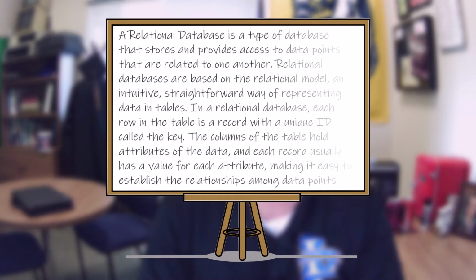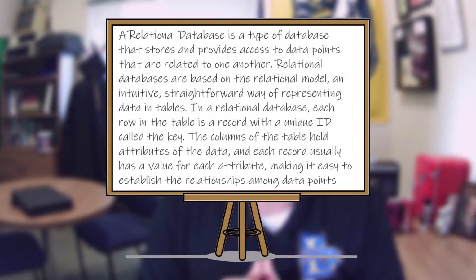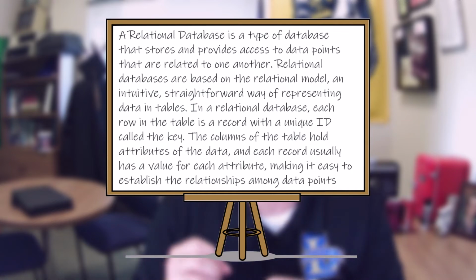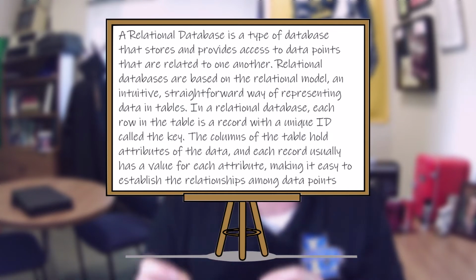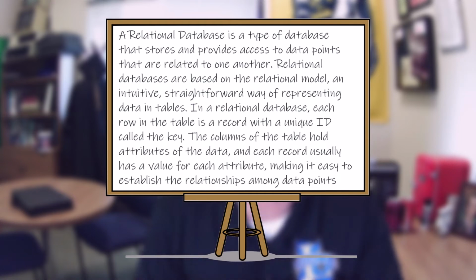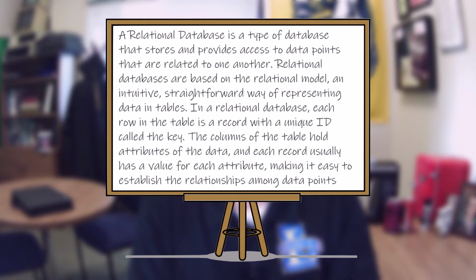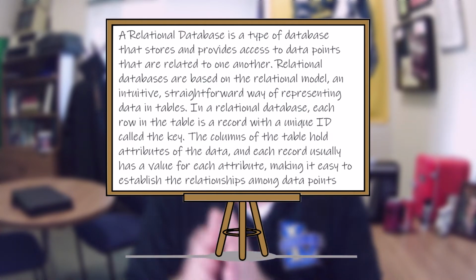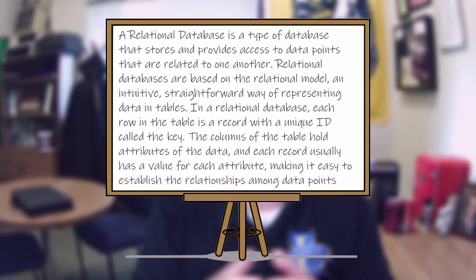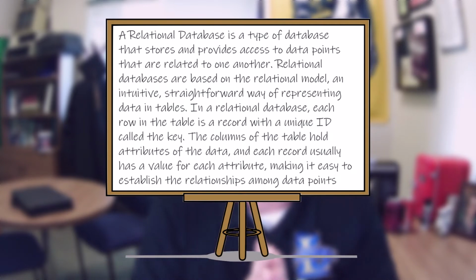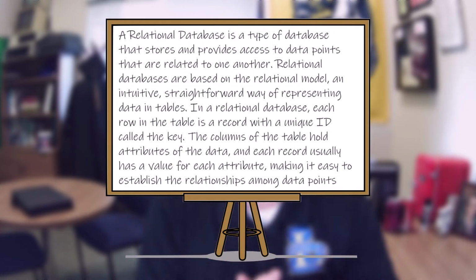In this situation, you might want to create what's called a relational database. So what is a relational database? A relational database is a type of database that shares and provides access to data points that are related to one another. Relational databases are based on a relational model, which is an intuitive, straightforward way of representing data in tables. Think about this as multiple Excel spreadsheets. They're not going to be stored in Excel, but in some other type of software like SAP. SAP is an ERP system which contains the accounting information system for an organization.